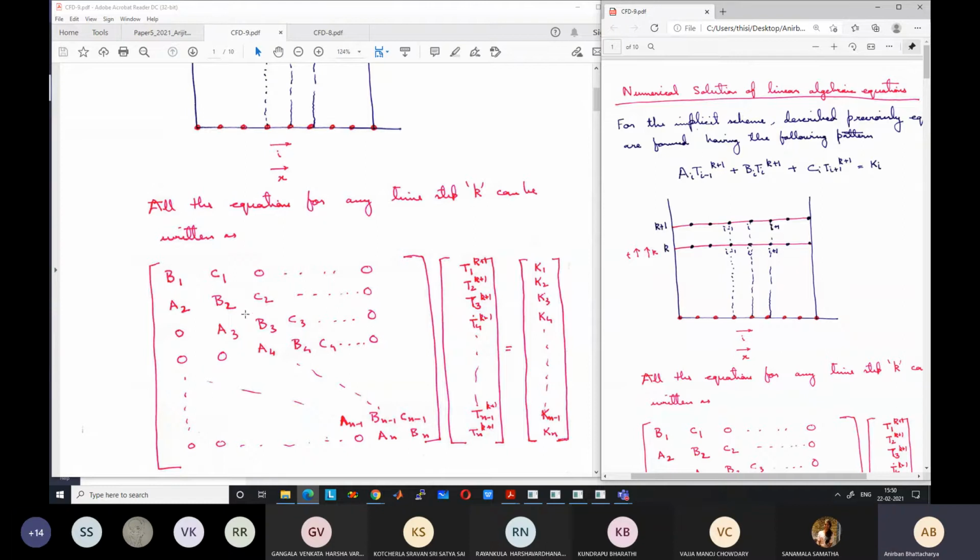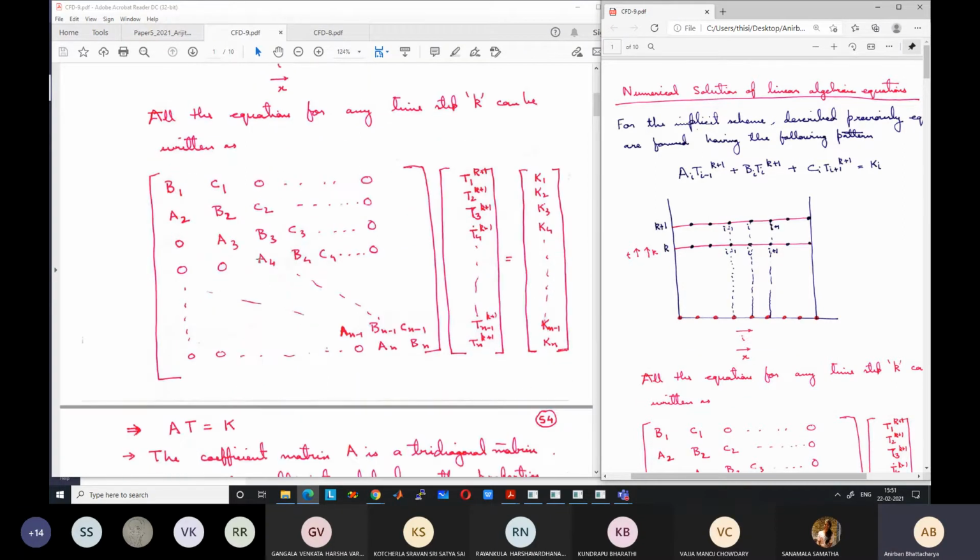In this matrix form, we can write all the n equations and n unknowns together. This is the unknown vector. It has n unknowns, T1, T2, T3, T4 at the k plus 1 time step. K1, K2, K3, K4 are all known values. And A1, B1, C1, A2, B2, C2 are all known values, based on known parameters like delta x, delta y, delta t, and alpha, meaning diffusivity and conductivity, all based on discretization parameters. So the only unknowns are these n unknowns. We have n equations and n unknowns.